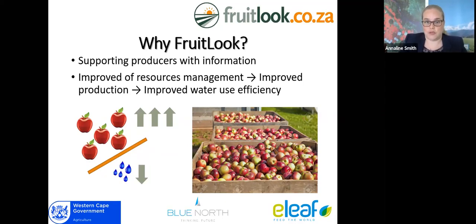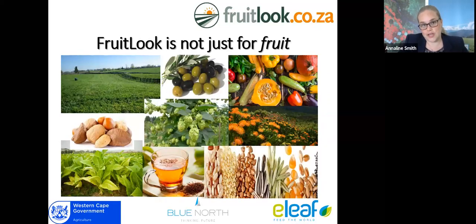So one thing that we have to get out of the way is the name. The name is a bit of a misnomer. Even though it says FruitLook, it's not just for fruit. If it's green and it grows, we can measure it. So you can use FruitLook for any green plant matter that you want, whether it's pastures, olives, vegetables. Even if you want to measure a piece of natural vegetation that was maybe destroyed by veld fire, or how the veld recovers after removal of invasives, grains, tobacco, the forbidden plant, tea, anything basically, you can use FruitLook on.